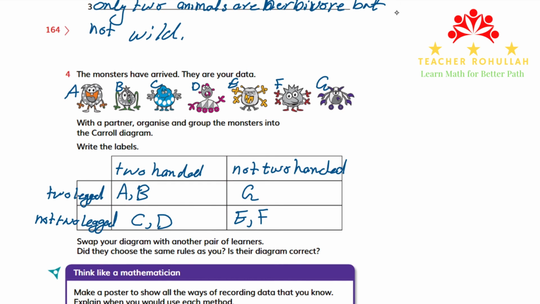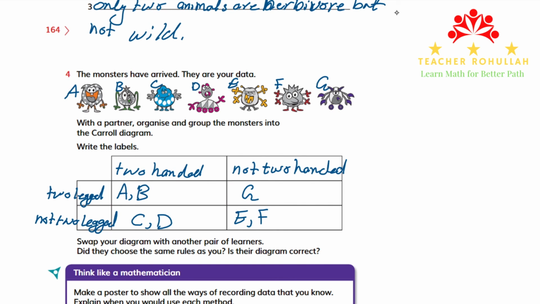This is how we can make the Carroll diagram for the given monsters, and we can sort them out in the best possible way. So this is how I sorted them out. Maybe you sort them in a different way. It depends on your perspective because it is what is required from the students to do, not the teachers. This is just a guidance for the students so that they should understand how to do it.